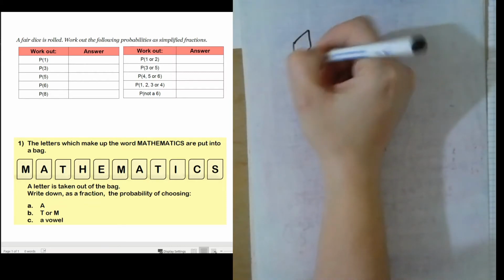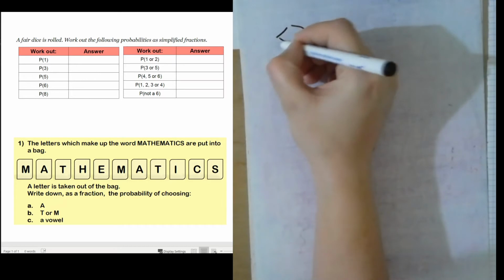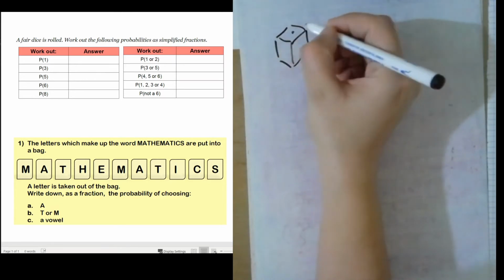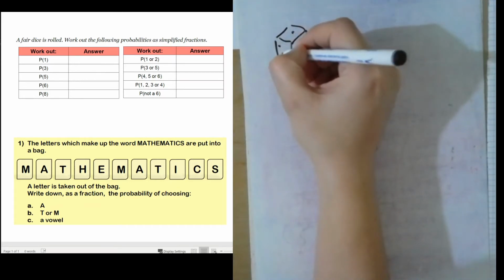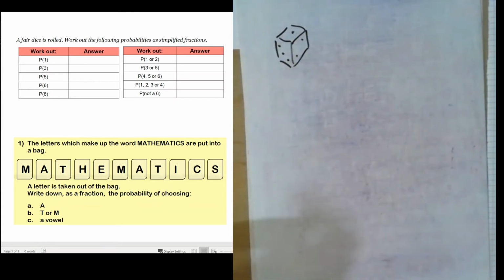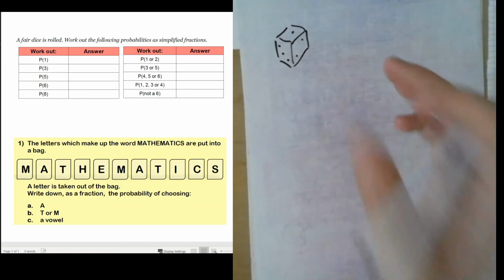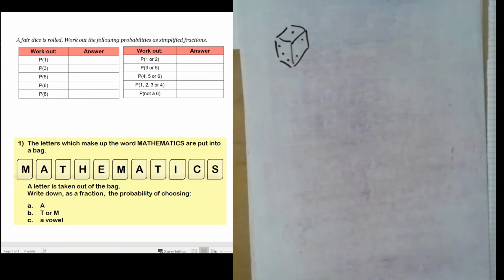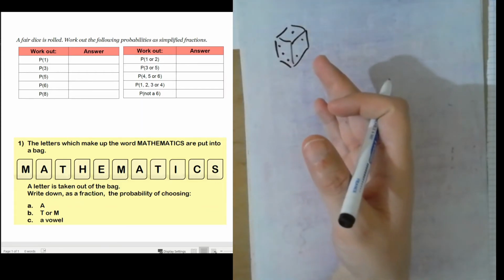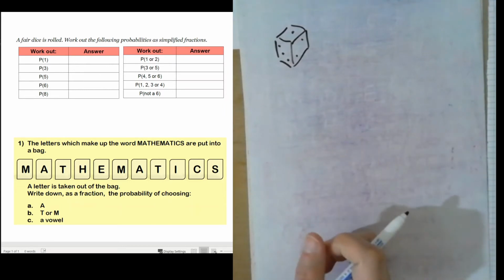We know the dice is one of those wonderful things called a cube. I'm just going to put one there, two there, and three there. I don't actually have one, otherwise I would pop one on here. They're all at school. I'm so sorry, guys. You're just going to have to deal with my wonderful sketch. But anyway, a fair dice is rolled and it says work out the following probabilities.